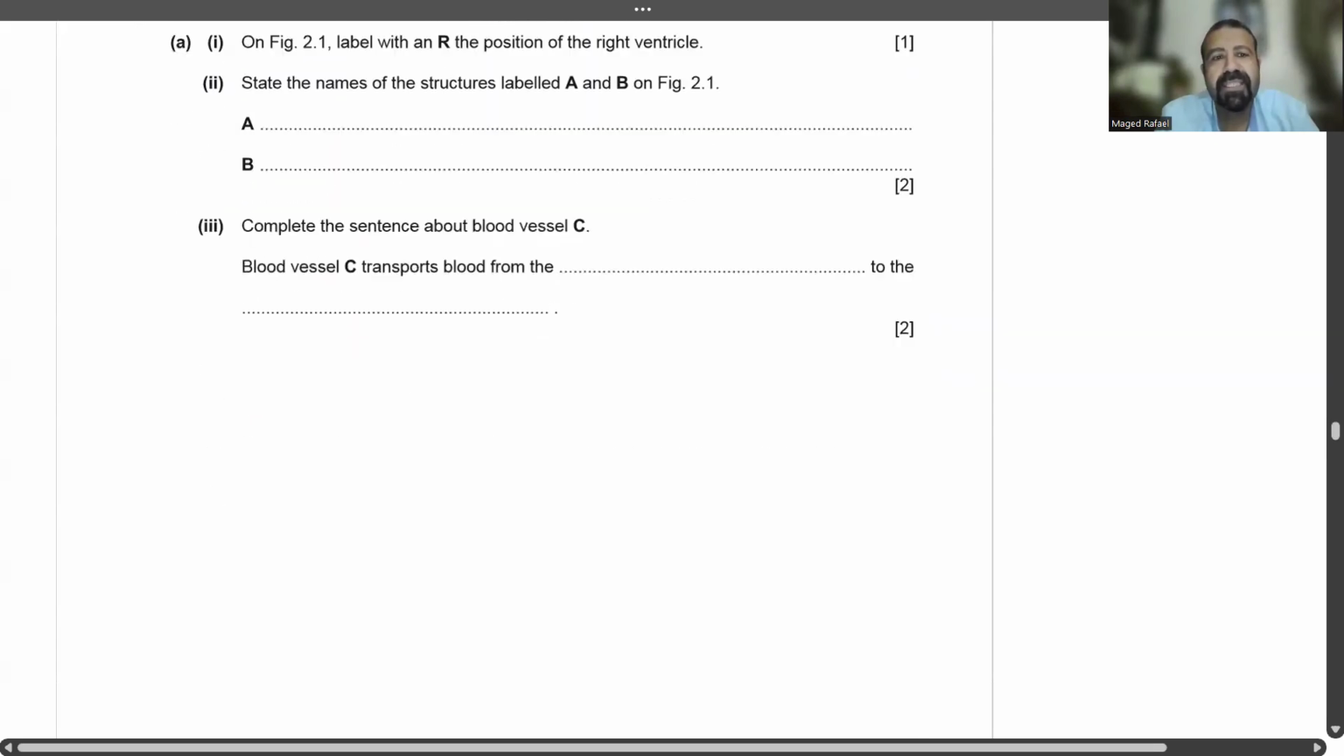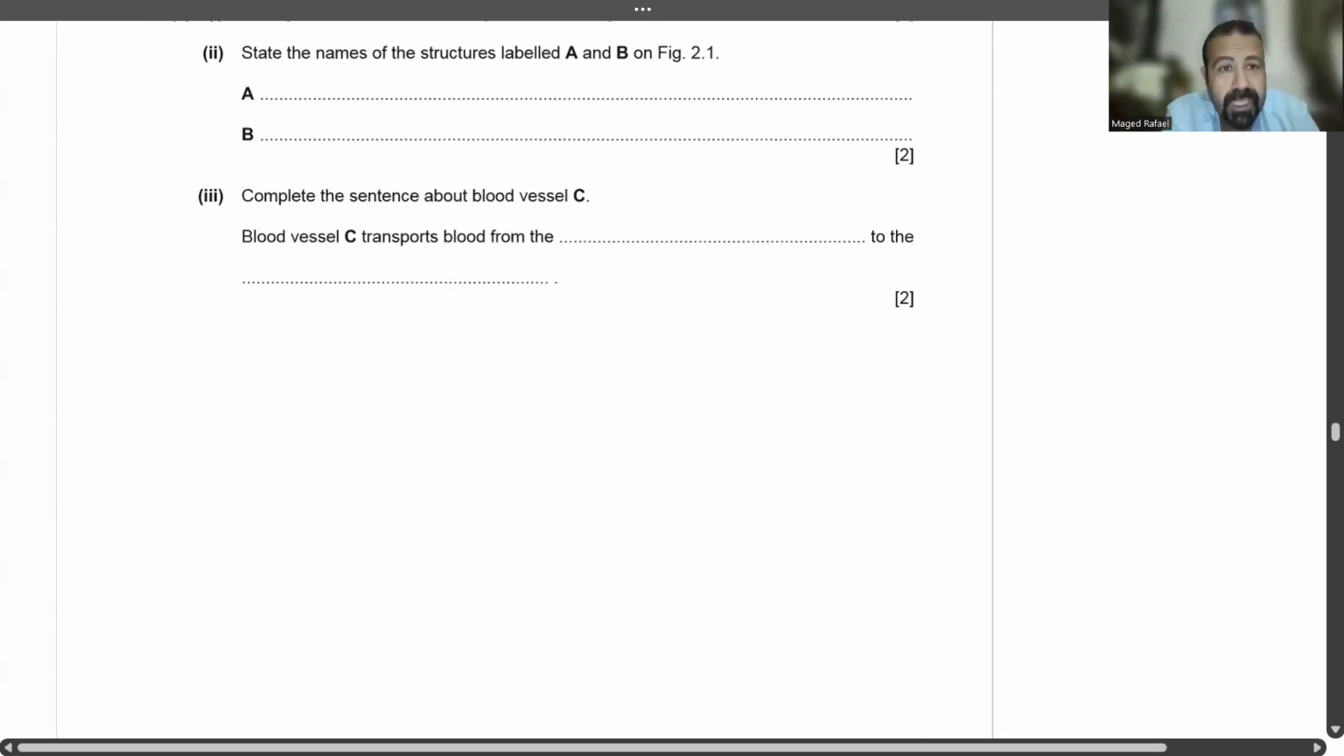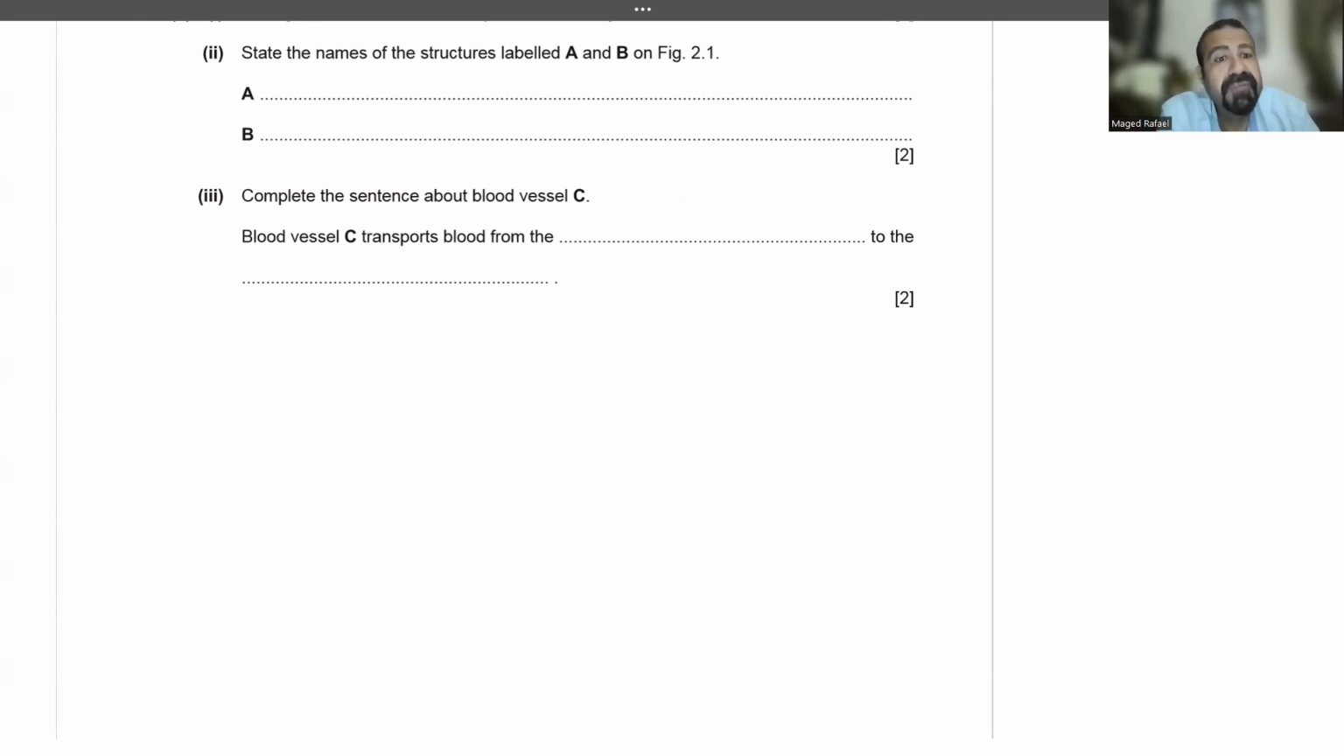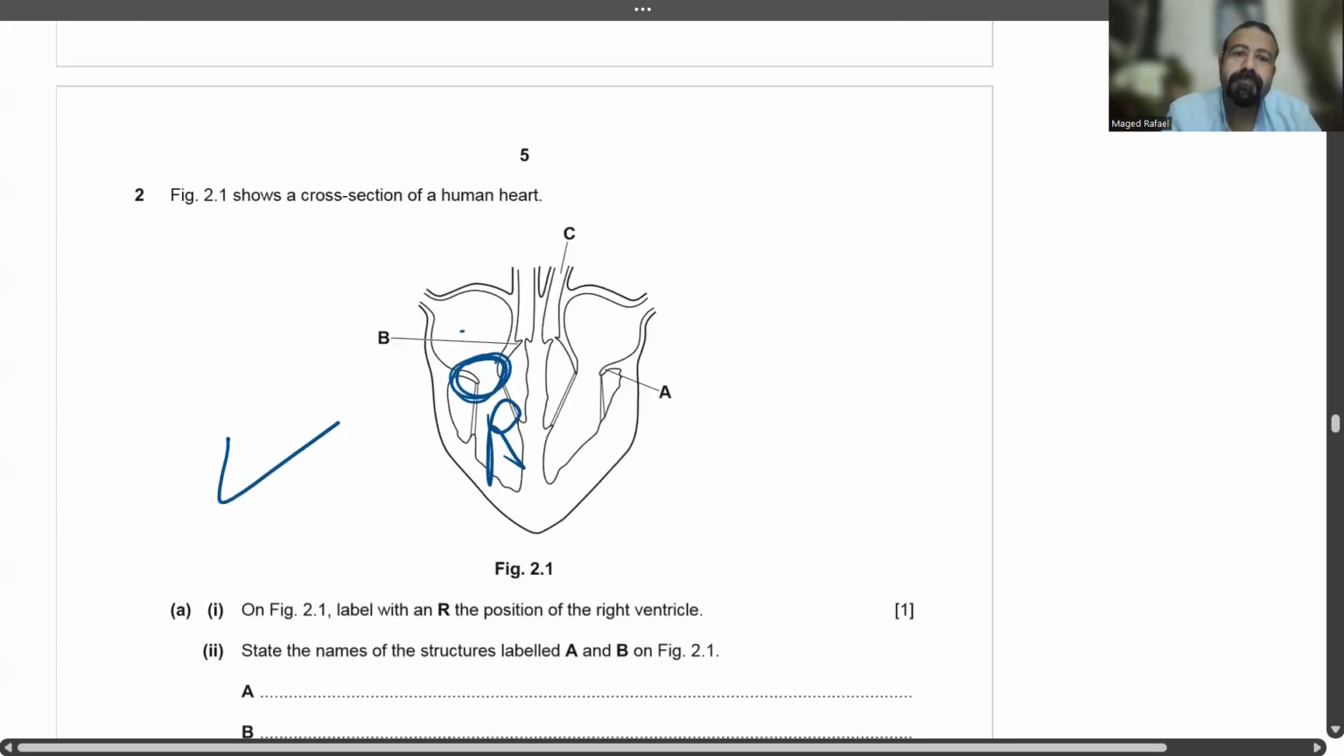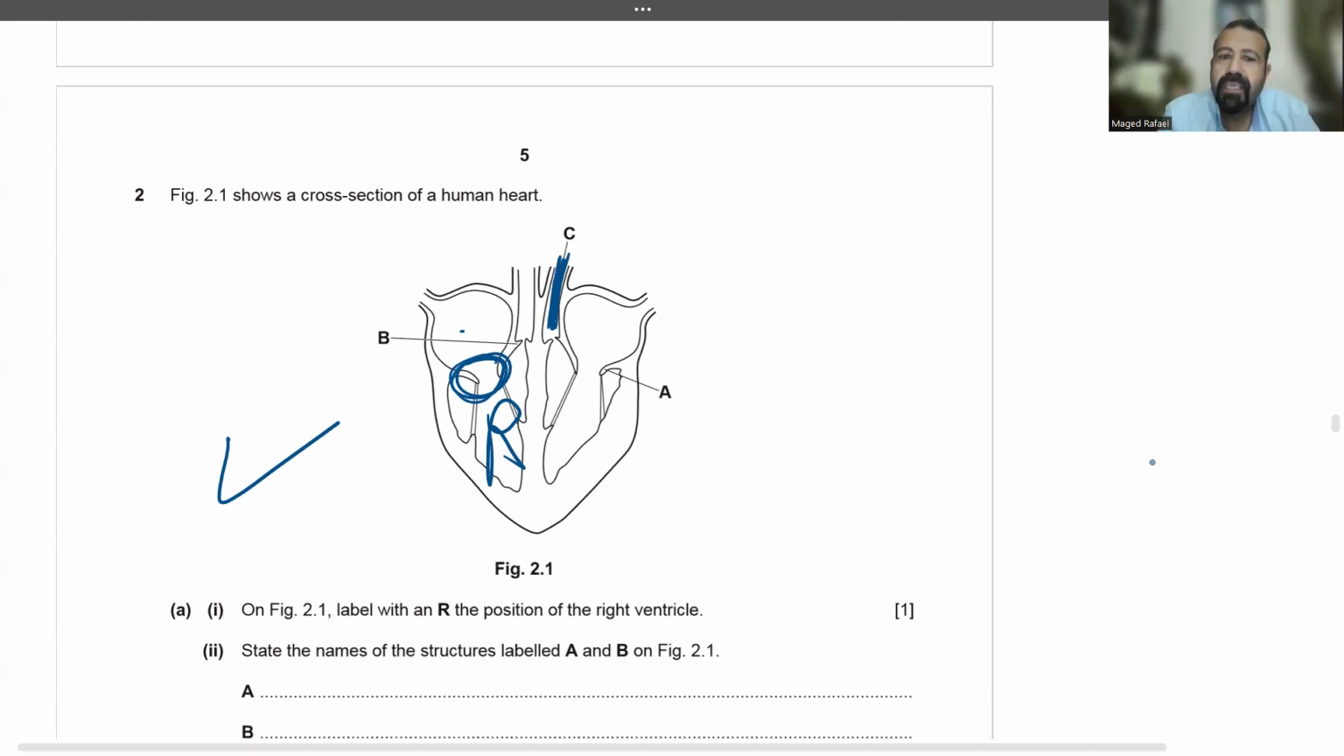You will take the 2 marks, and that's it. Question triple I. Complete the sentence about blood vessel C. Blood vessel C transports blood from what to what? I'm talking about blood vessel C. From the left ventricle. Please don't say from the heart. From the left ventricle to what, Yadan?